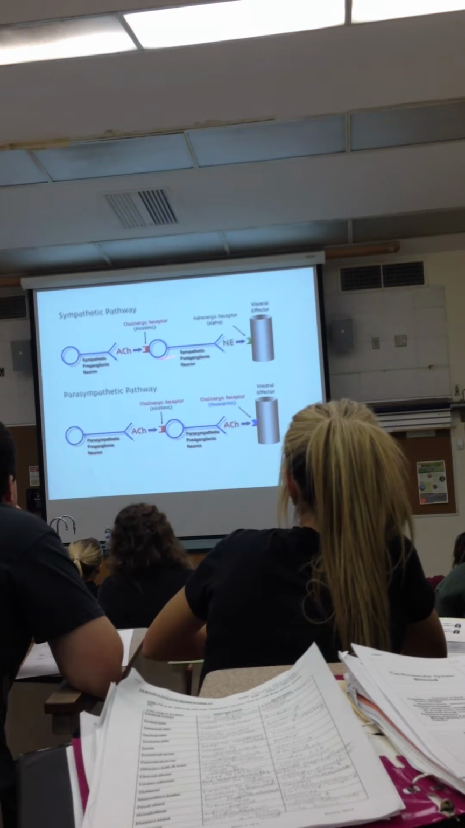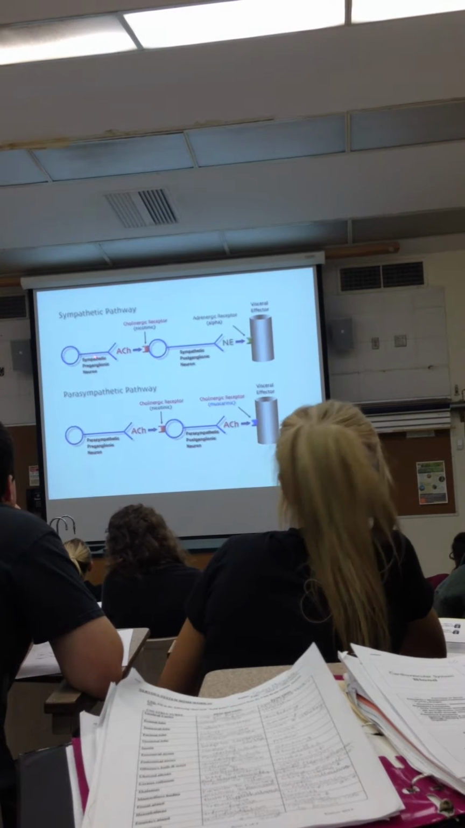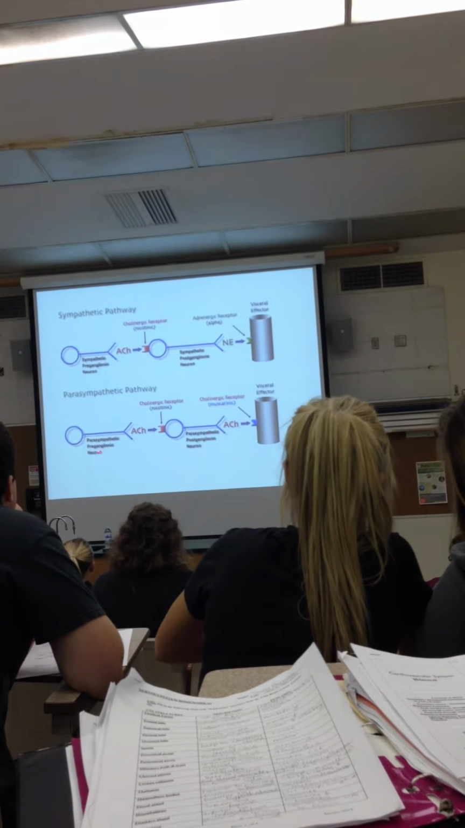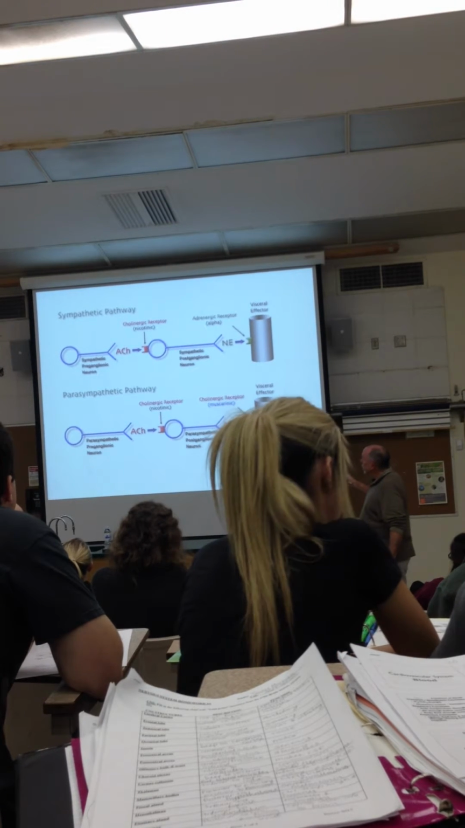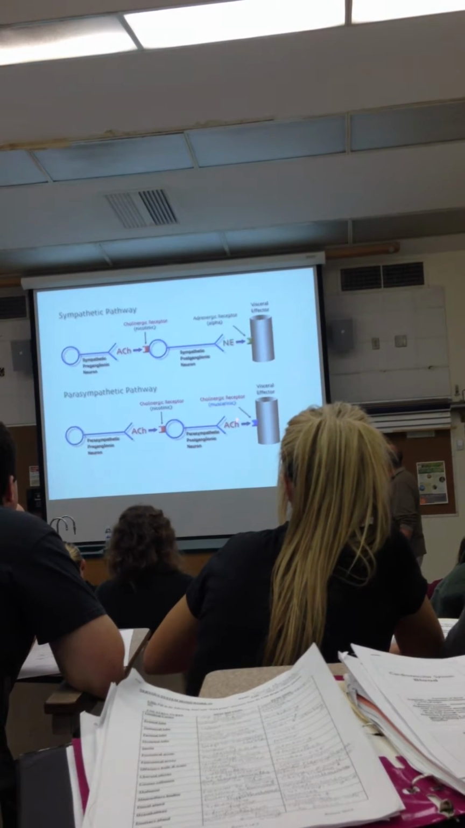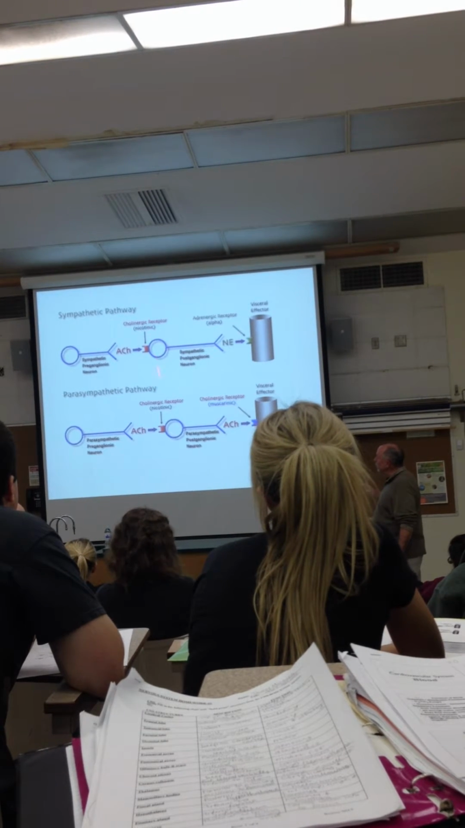This is just a drawing of what we just talked about. Sympathetic. You have acetylcholine between the first nerve and the second. Same thing with parasympathetic, acetylcholine. In the sympathetic, between the second nerve and the effector is norepinephrine. In parasympathetic it is acetylcholine. Don't worry about these receptors.